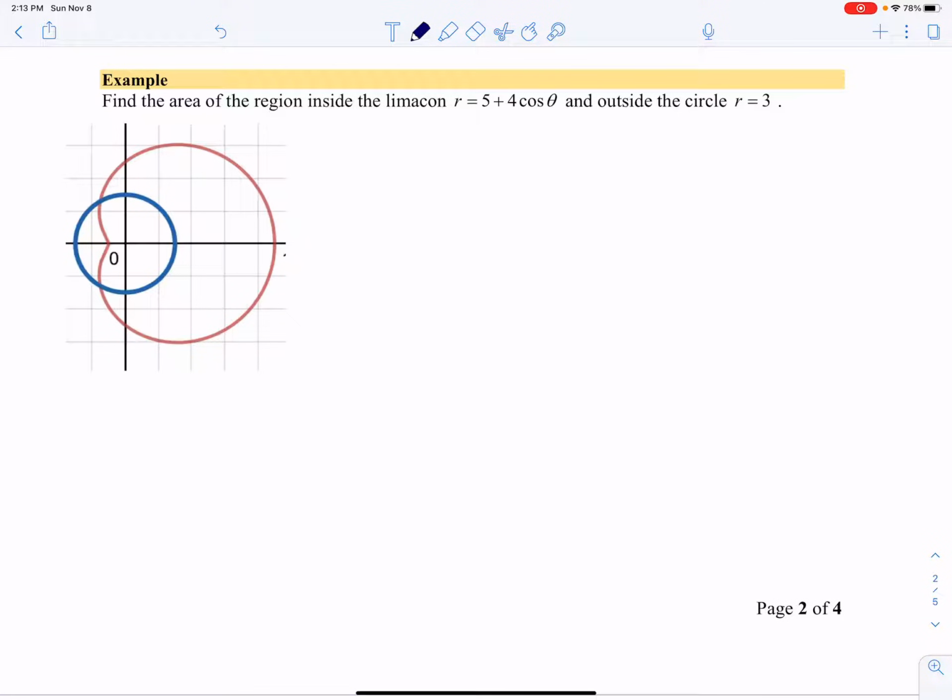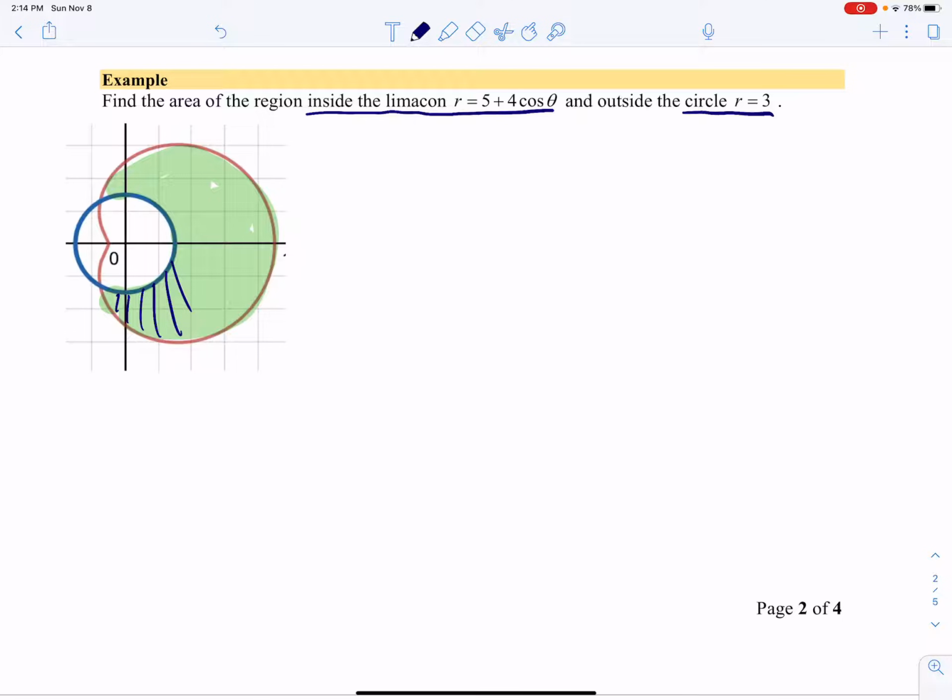Okay, so another area problem here. This time we want the area inside the limacon, and that's going to be the red graph down below, and outside the circle, r equals 3. So inside the limacon, outside the circle. So we are talking about, well, why don't I highlight it? We are talking about this region right here. So this Pac-Man looking region here.